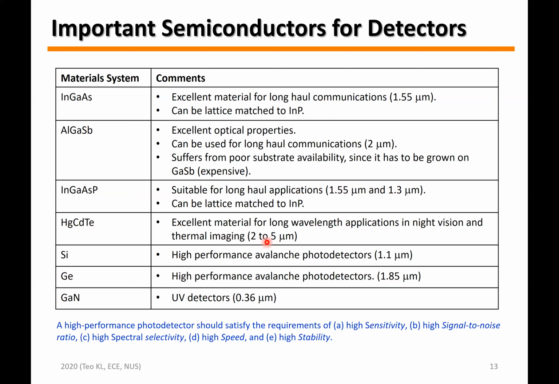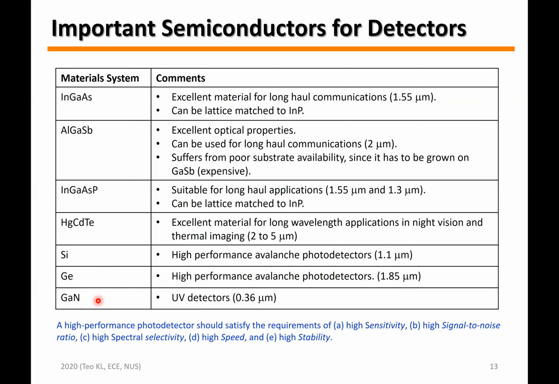The wavelength is 2 to 5 micron. Standard silicon and germanium, as you have studied in your undergraduate days, have a band gap of 1.1 micron for silicon and 1.85 micron for germanium. They are good for avalanche photo detectors.